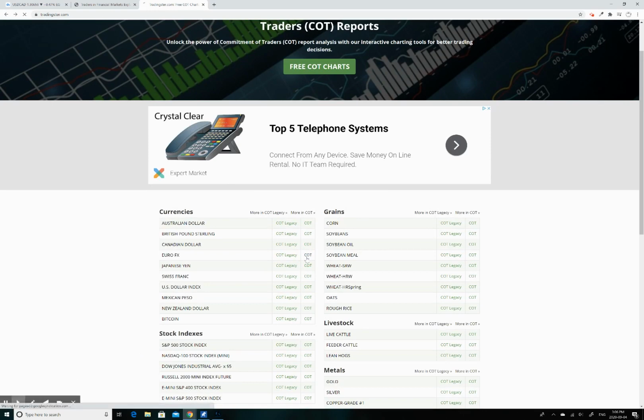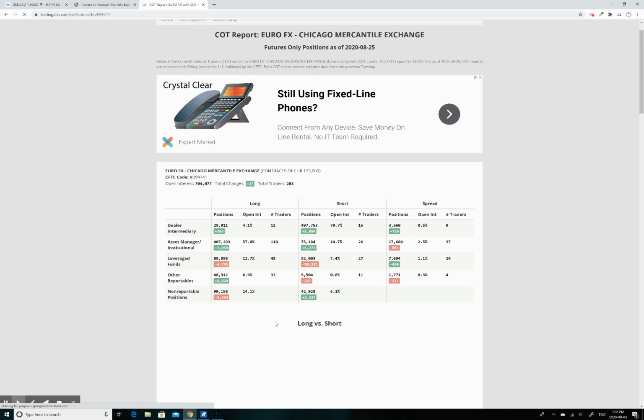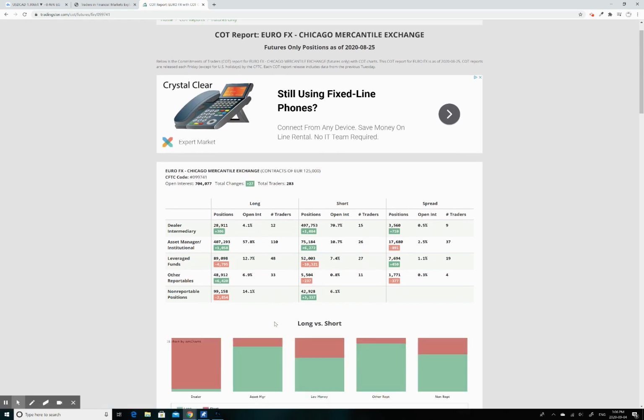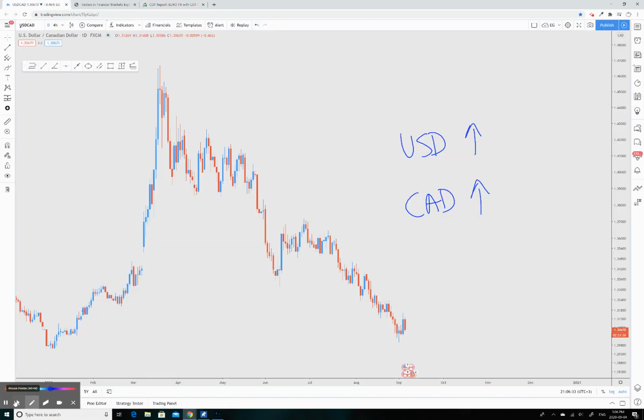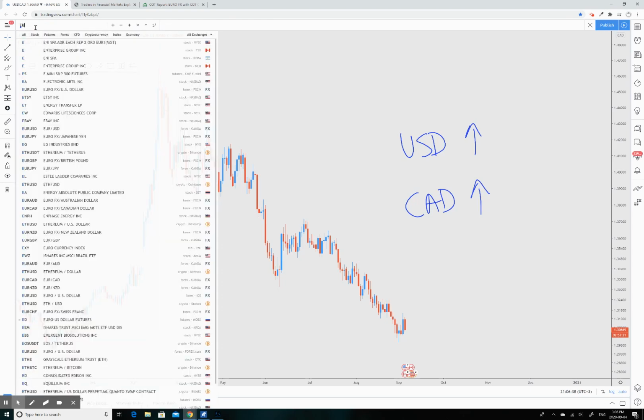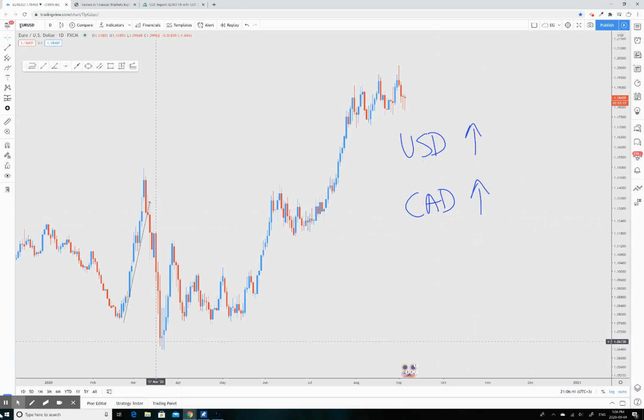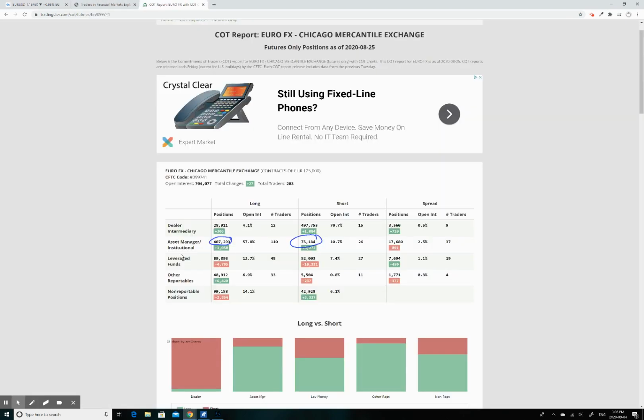I want to do one more example, because that one was a little bit of a mess. Let's look at the euro. We're looking at the euro strength. What I can see right away is we have a lot more long positions open than short positions, a lot more. If we look at the euro USD, because I've been looking at it, we're going to see an uptrend. Clearly we've been in an uptrend, and that's in line with what we're seeing here.